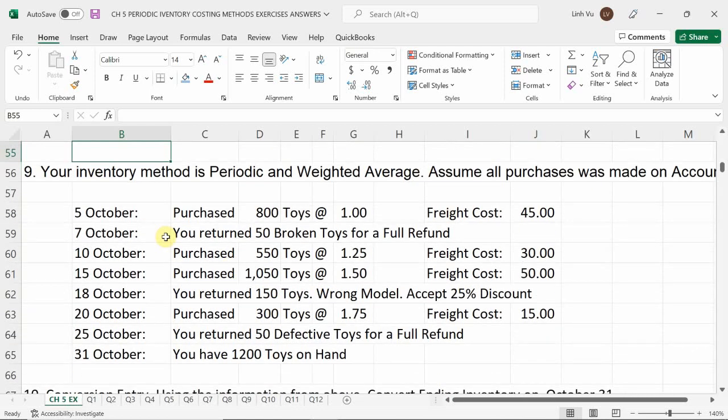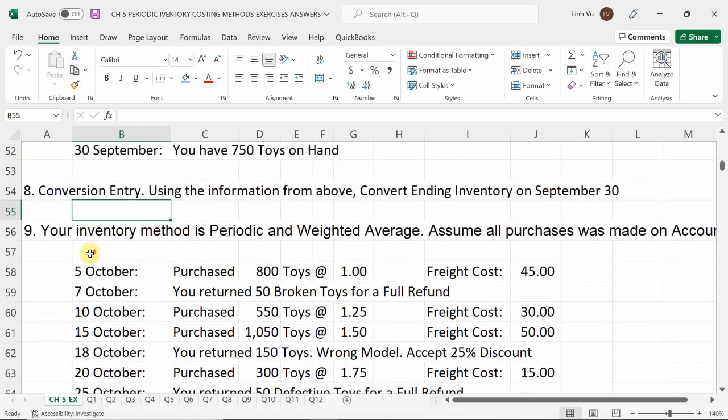So in this case, we're starting all over again. So this time it's October 5th. They're not connected in any kind of way. So here we're starting on October 5th, where we purchased 800 toys at $1 each with a freight of 45. Okay. So this is question number 9.